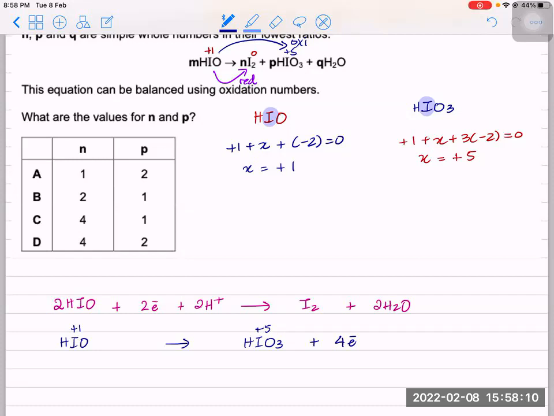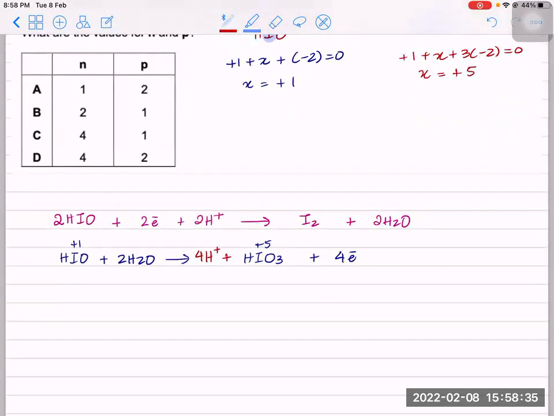Then you balance the oxygens. You have 3 over here, 1 over here. So you add 2 H2O over here. Now oxygens are balanced. Now you got to balance the hydrogens. You have 1 and 4, 5 hydrogens on this side. You have 1 on this side. So you add what? 4H plus over here to balance the hydrogens. Clear? Once this is done, you have the 2 half equations.